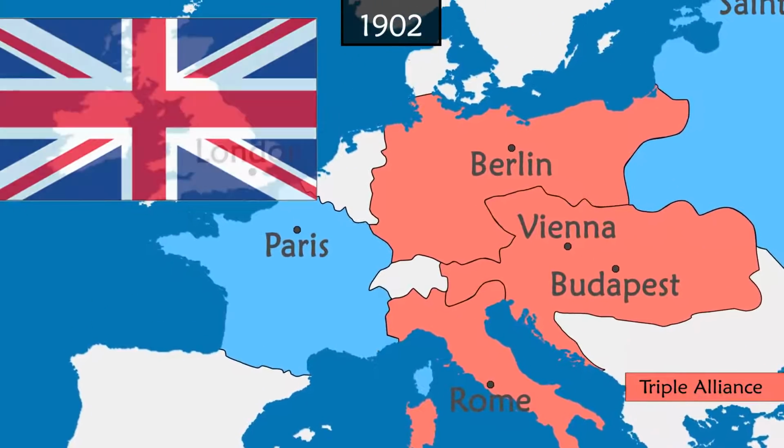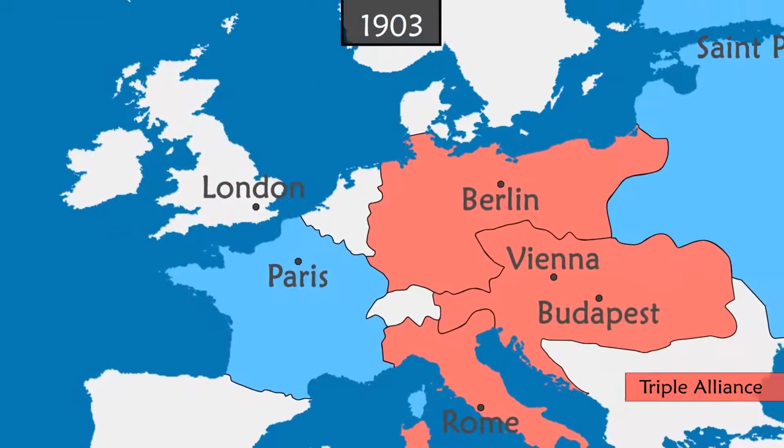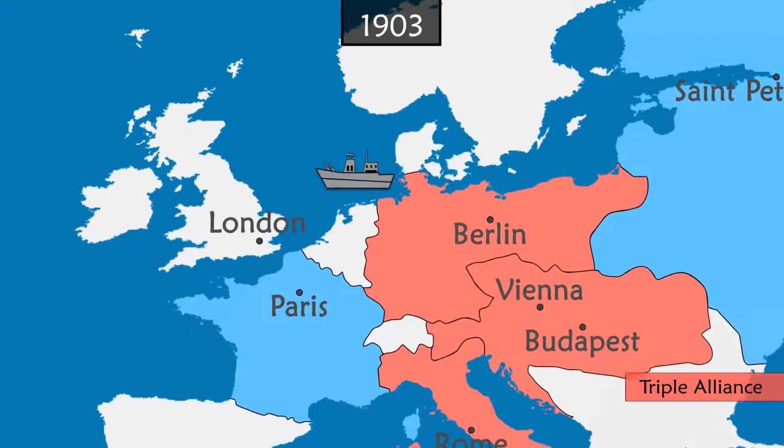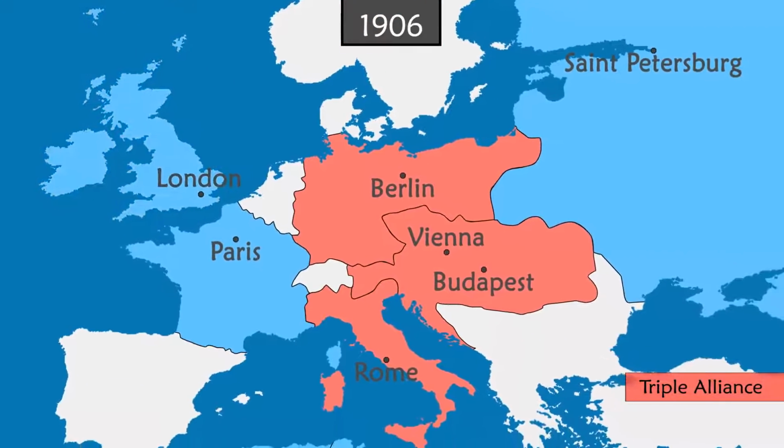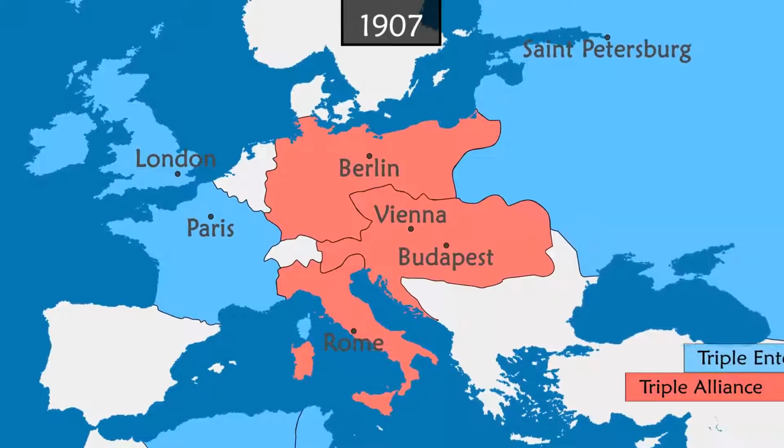The British Empire fears the rise of the German army, more specifically of its navy. Britain comes out of isolation, moves closer to France and then to Russia. Together, they form the Triple Entente.